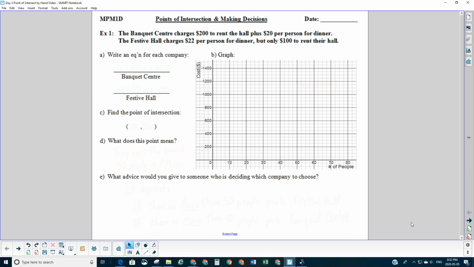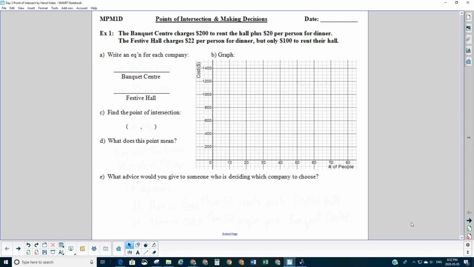Right, welcome to day 3, and today we're going to talk about points of intersection and making decisions. Now, if anyone asks me what grade 9s learn in grade 9 math, this is the example question I bring up because it is a real-life application of the mathematics we've been studying, and it uses a lot of the stuff we've been doing in the last couple of units, plus what we're doing here in Unit 5.